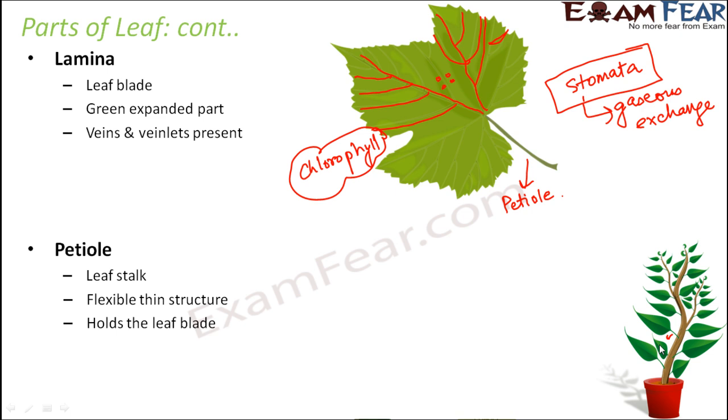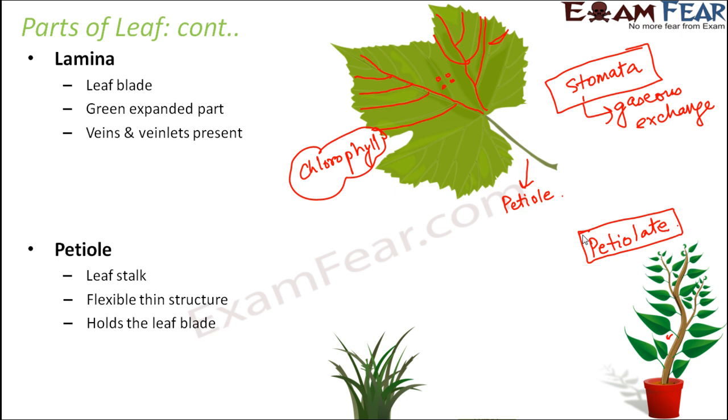Some leaves can have a petiole. Leaves with petioles are called petiolate, and this is most common for most of the plants. Those leaves which have petioles are called petiolate. That is, they have a petiole.